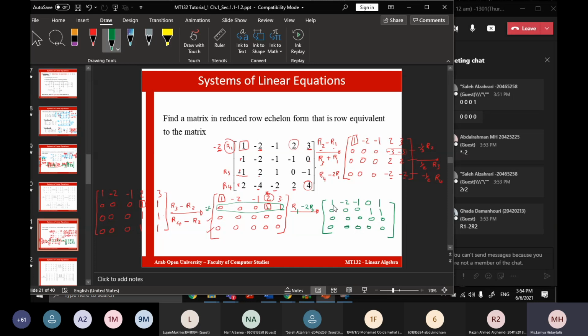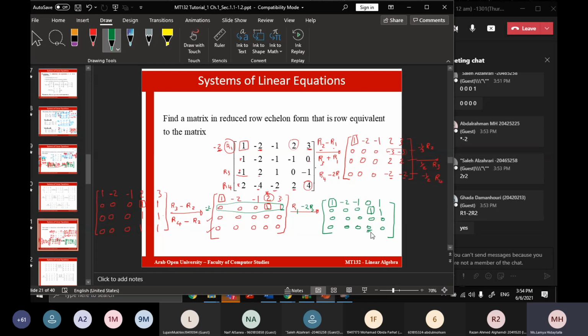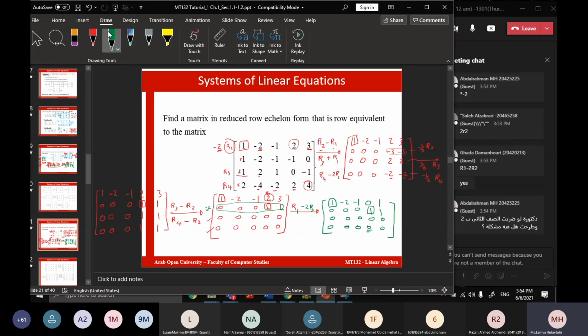Is it in reduced echelon form or not? Leading one, all the others are zeros. This is my leading one. All the other entries are zeros. That's it. So this one is in the reduced echelon form.